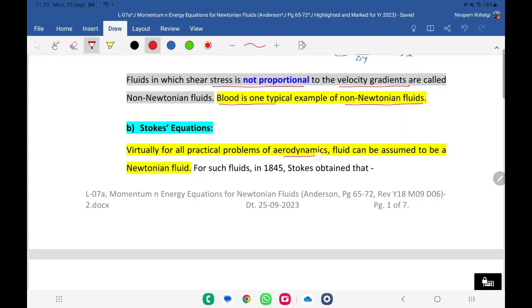Now in aerodynamics, for all cases you can assume that it's a Newtonian fluid, and therefore you can use this Stokes equation. And I told you that this whole exercise was done in 1845. So we are roughly about 180 years on. Now you would recall that I told you in the first class or probably the second class that fluid dynamics is a very old branch. Almost in the beginning, when science was developing, they had come up with this.